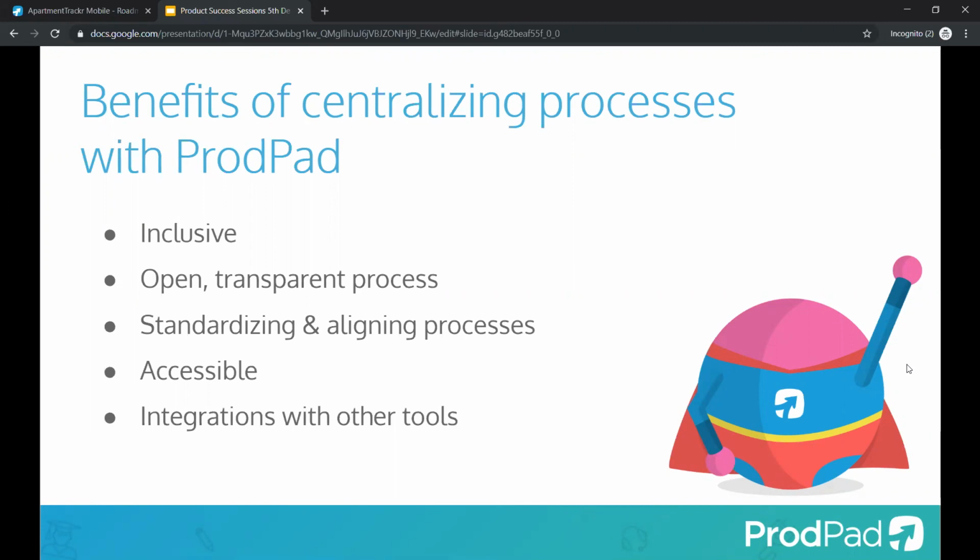So where your design and marketing teams might be using something like Trello, and your development teams are using Jira or Pivotal Tracker, you can really join the two tools together, so that those processes can talk to each other through ProdPad connecting with them.